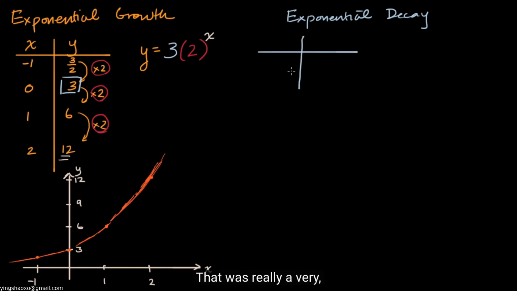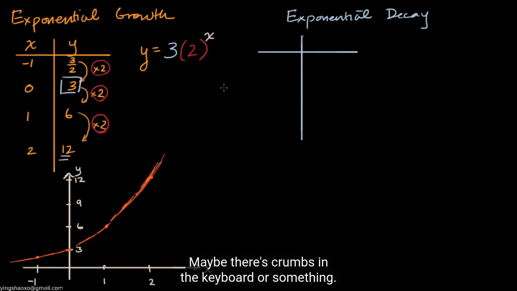This is supposed to, when I press shift, create a straight line, but my computer, I've been eating next to my computer. Maybe there's crumbs in the keyboard or something.